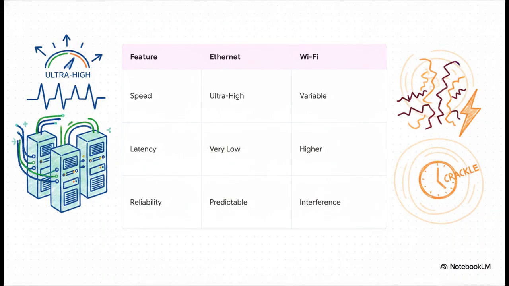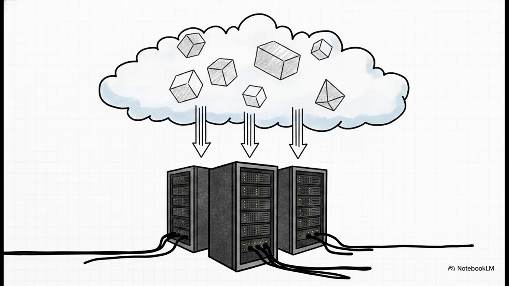You might be wondering, why don't massive cloud providers like AWS, Azure, or Google Cloud just use Wi-Fi to connect their servers? It all comes down to deterministic reliability. Wi-Fi is great, but it's variable and prone to interference. Ethernet, on the other hand, gives you ultra-high speed, incredibly low latency, and the rock-solid, predictable reliability that critical data center infrastructure absolutely demands. And here is a truth that trips up so many IT professionals.